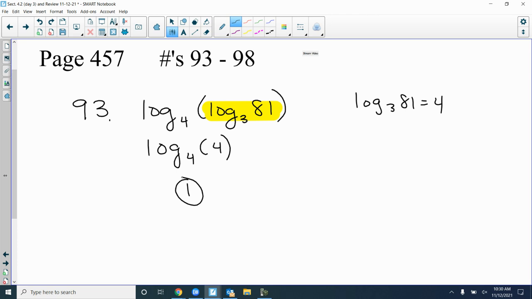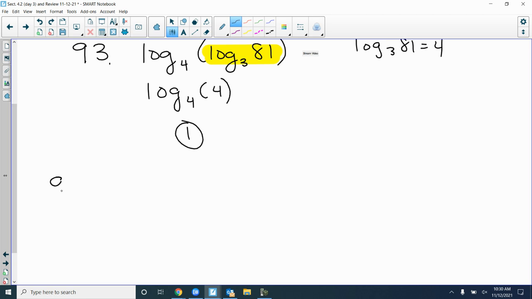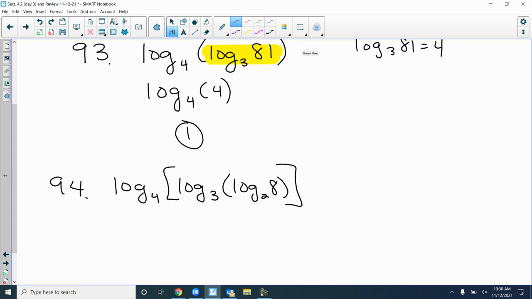Kind of do the same thing with 94. Same thing with 94 as you're working, because you've got several bases on there. So we have log base 4 of log base 3 of log base 2 of 8. So you've got all that going on.